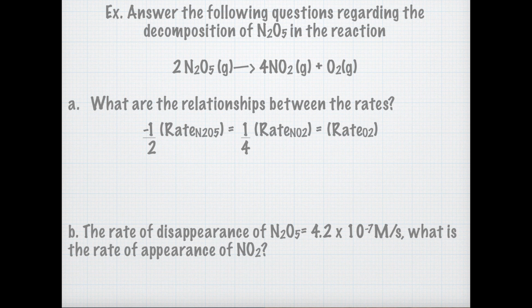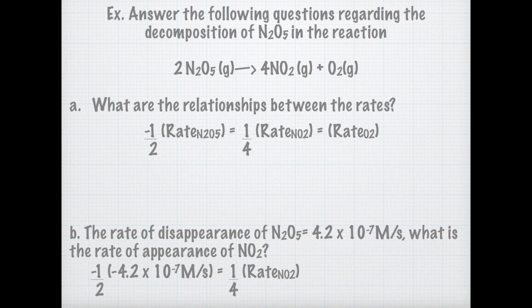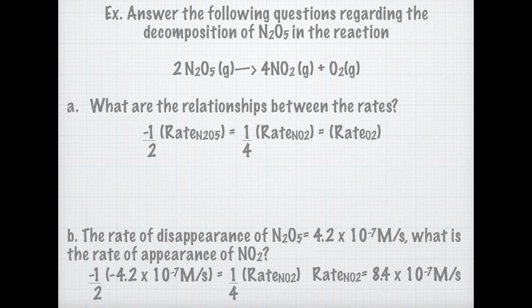So here it tells me that my rate of disappearance of N2O5 is 4.2 times 10 to the negative 7th. What is the rate of appearance? And so what I can do is multiply that 4.2 times 10 to the negative 7th by negative 1/2, and I'm going to set that equal to 1/4 times the rate of NO2. And then all I have to do is solve for the rate of NO2 by multiplying both sides by 4, and I get 8.4 times 10 to the negative 7th. Notice I made the 4.2 negative, and that's because it's the rate of disappearance, making sure that the rate of NO2's appearance is positive. So the rate of something disappearing is negative, the rate of something appearing is positive.